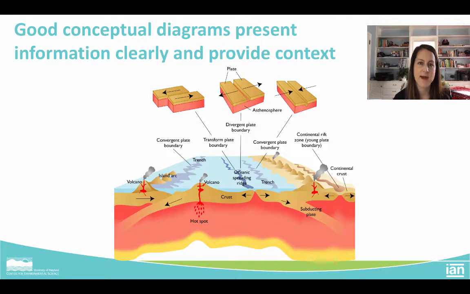So just to take a step back, when we're talking about conceptual diagrams, we're thinking of thought drawings. Conceptual diagrams combine symbols and concepts to illustrate scientific processes. And good conceptual diagrams present information clearly and provide context. This is an example of a diagram that many of you are probably familiar with, and it's illustrating plate tectonics. It's providing context in that it's showing how those processes are happening within the Earth's crust. And it's also illustrating the topographic features on the Earth that result in those processes.